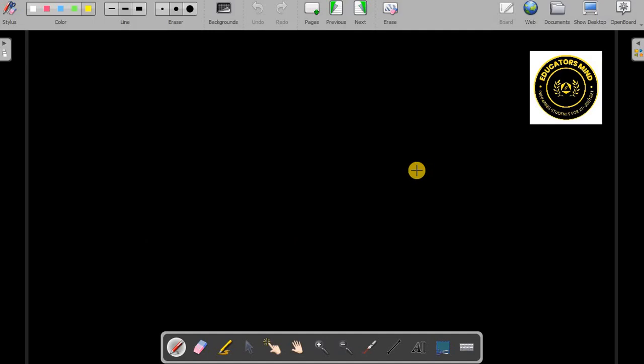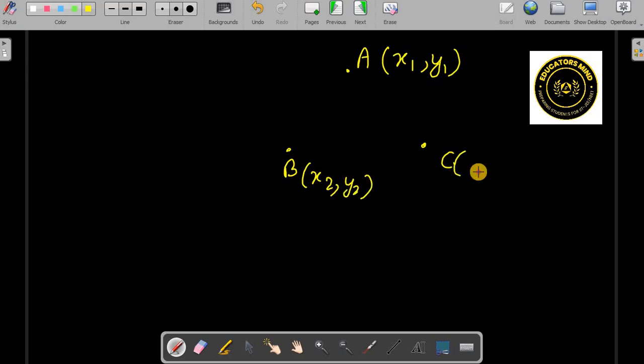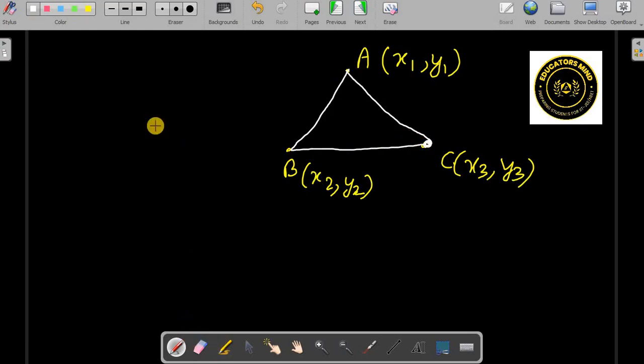Next, we can also calculate the area of a triangle. The area of a triangle can be calculated if you know the coordinates of its 3 points. Suppose this is a triangle ABC, and you know the points x1 comma y1, x2 comma y2, x3 comma y3. If you join these points, you will make a triangle. What will be the area of the triangle?